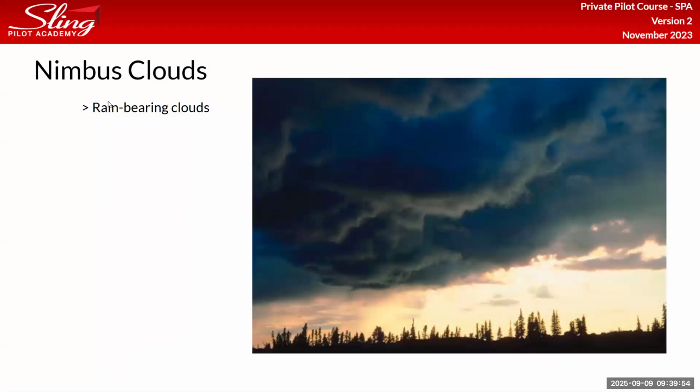Nimbus, like we talked about, rain-bearing clouds, water. Nimbus clouds have water, they're rain-bearing clouds. They're thicker, they're gray, they're saturated with water. This is what they look like. I'm sure we've all seen rain-bearing clouds.